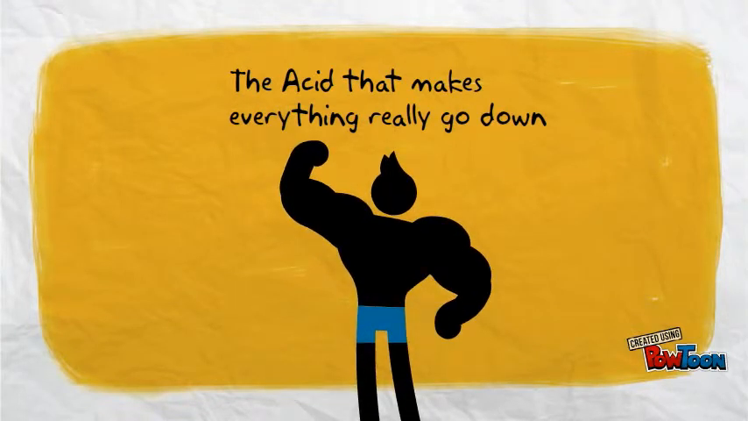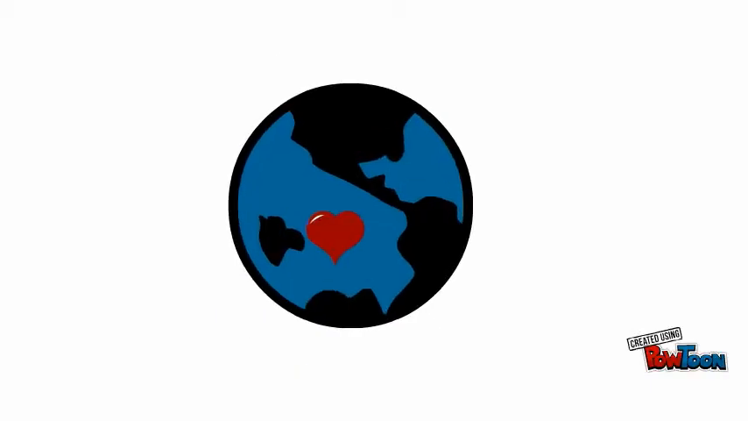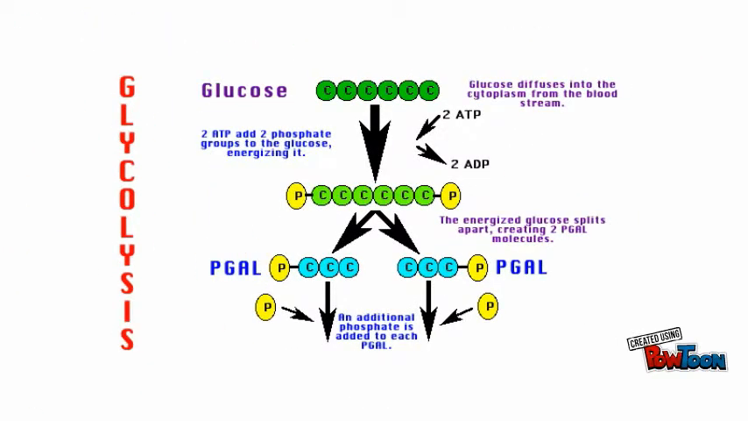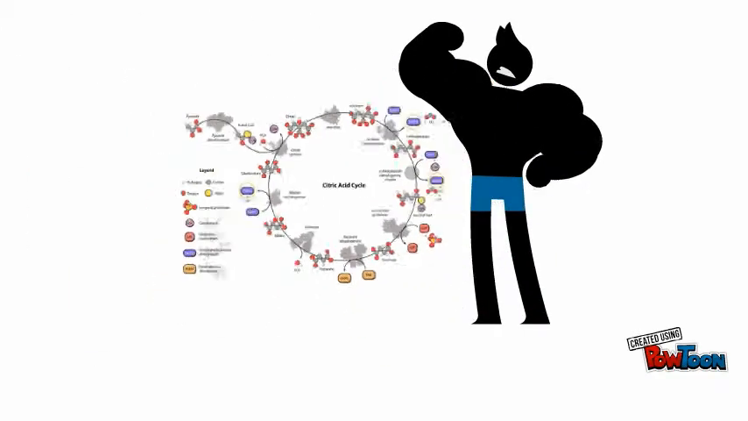ATP actually makes the mitochondria do its job and keeps everything in the world as we know alive. Pyruvate is made from glycolysis, which is caused by glucose. Basically, pyruvate's the muscle behind the whole Krebs cycle.